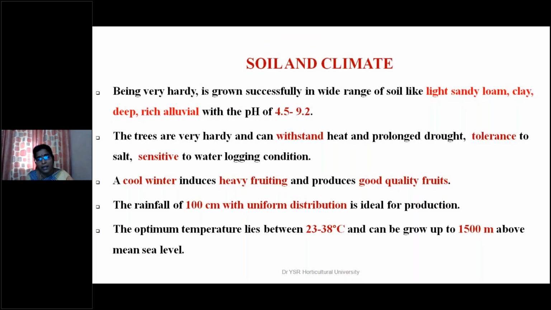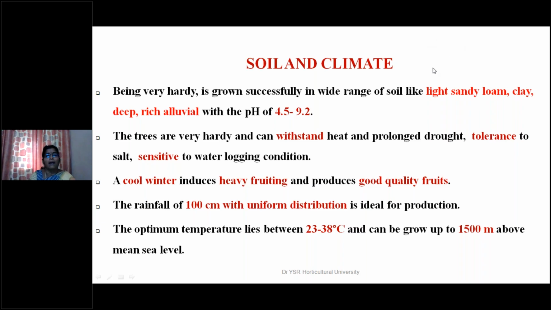And coming to soil and climate, it is a very hardy plant. It can be grown in a wide range of soils like light sandy loam soils, clay soils, and deep rich alluvial soils, and in a pH range of 4.5 to 9.2. But whenever you want to go for high density planting, you should know the condition of the soil. So we have to do the soil testing. If it is highly nutritious or healthy soil, it will give very good success in high density planting.